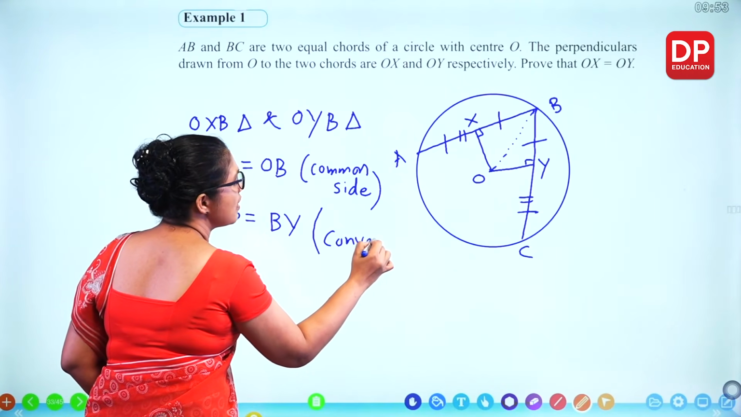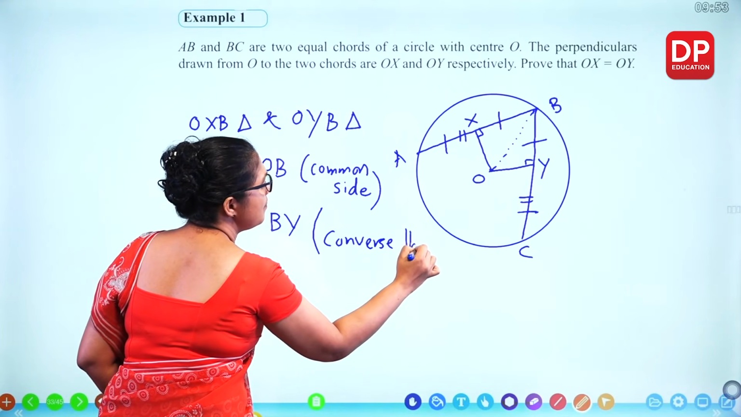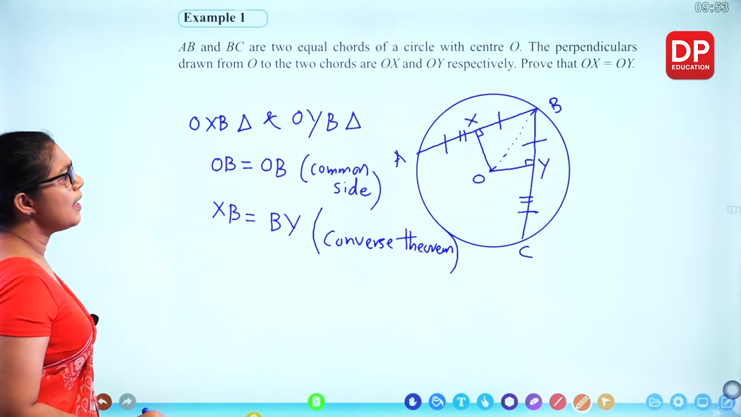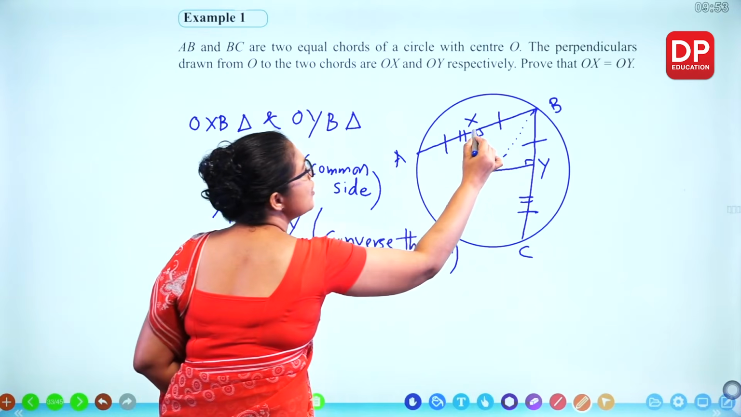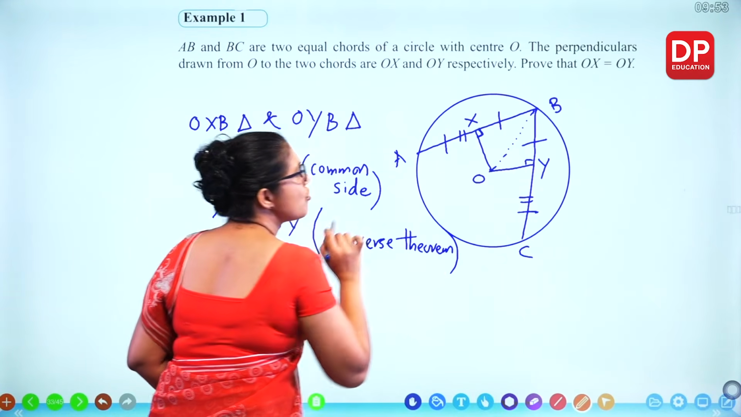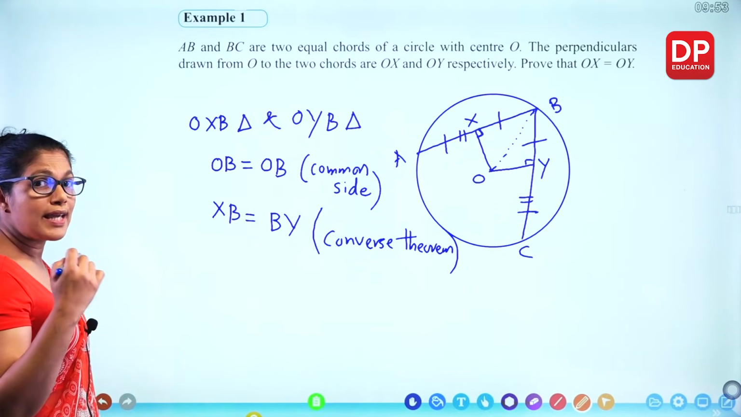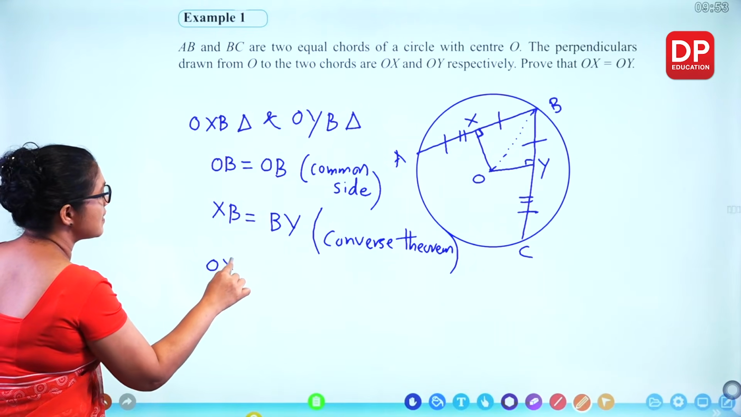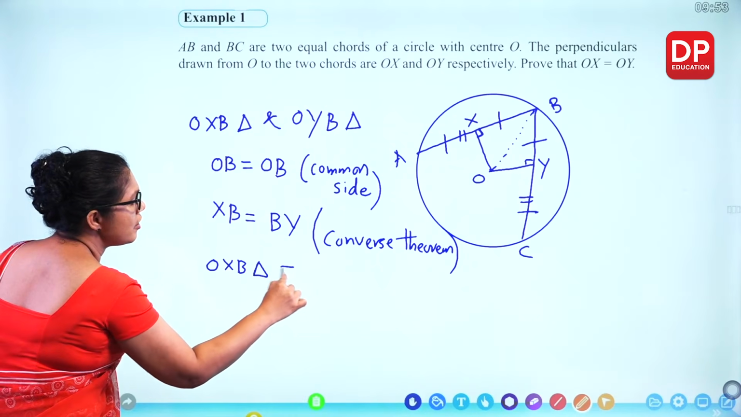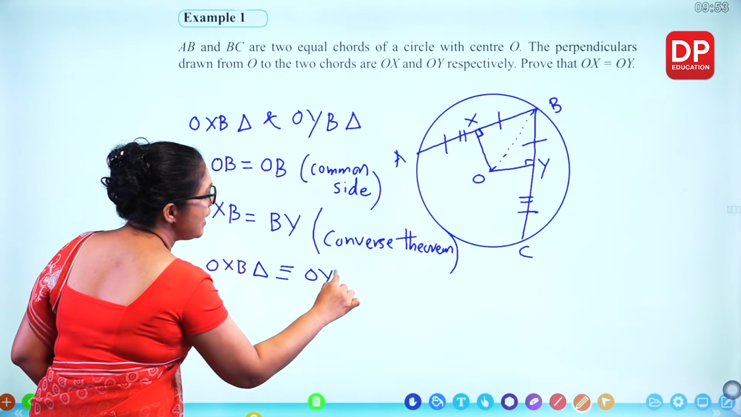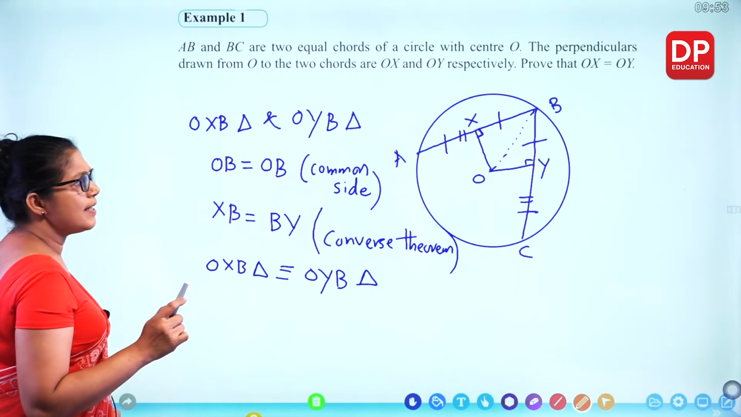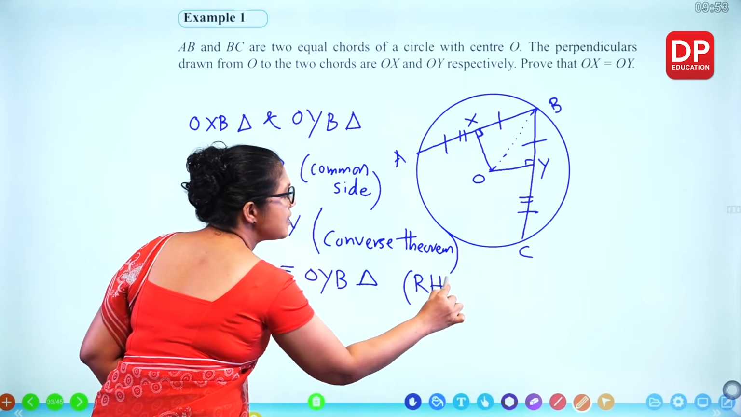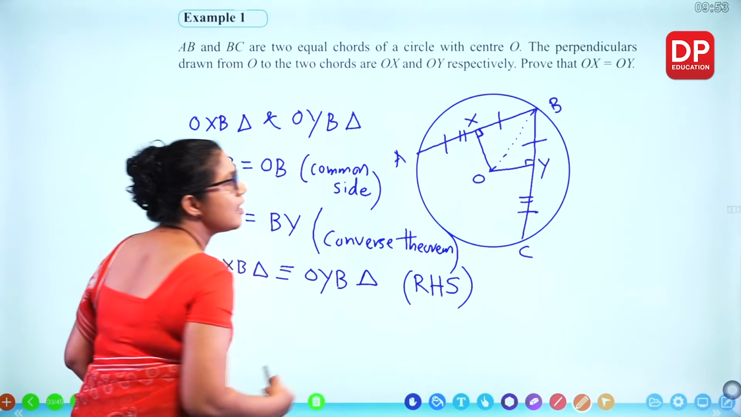So according to converse theorem, these two are equal. And also, can you see this is a right angle triangle? So we can say these two are congruent. So OXB triangle is congruent to OYB triangle. What's the reason? This is a right angle triangle, and hypotenuse and one side equal.